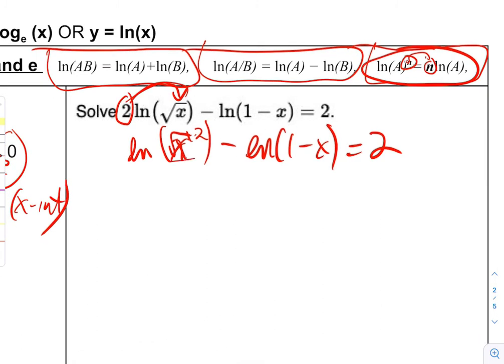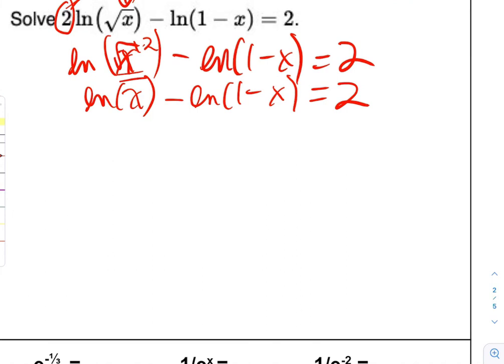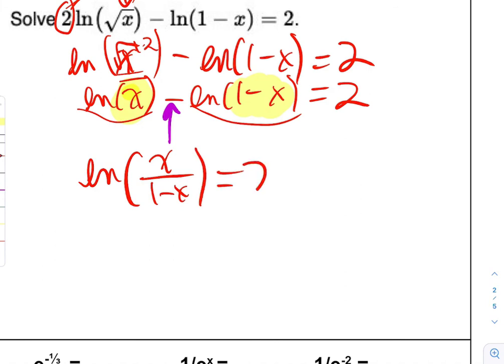Now, what is root x squared? Root x squared is just x, right? So now I have ln of x minus ln of 1 minus x equals 2. Okay, next. Which rule can I use? Well, I'm subtracting. Remember that an ln of x is just an exponent. When you subtract exponents, what do you do with the evaluated powers? The evaluated power is what's inside the bracket. When you subtract exponents, you divide the powers. So that becomes the ln of x over 1 minus x equals 2.